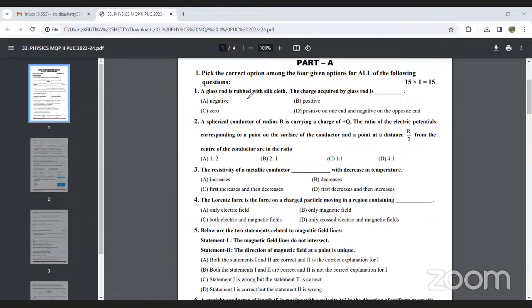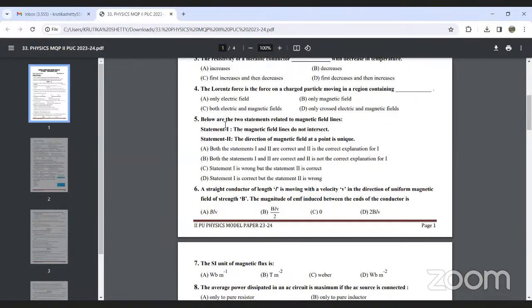Please keep yourself mute, students. Okay, see, next question, fifth question. So the fifth question is: below are the statements related to magnetic field lines. So here statements are given. Most of the students, you might have written such question answers in 10th standard.